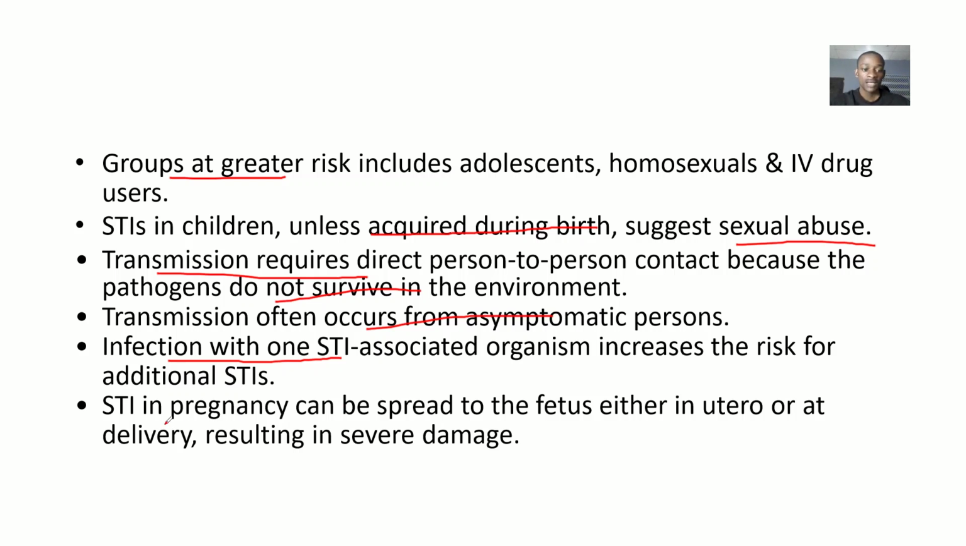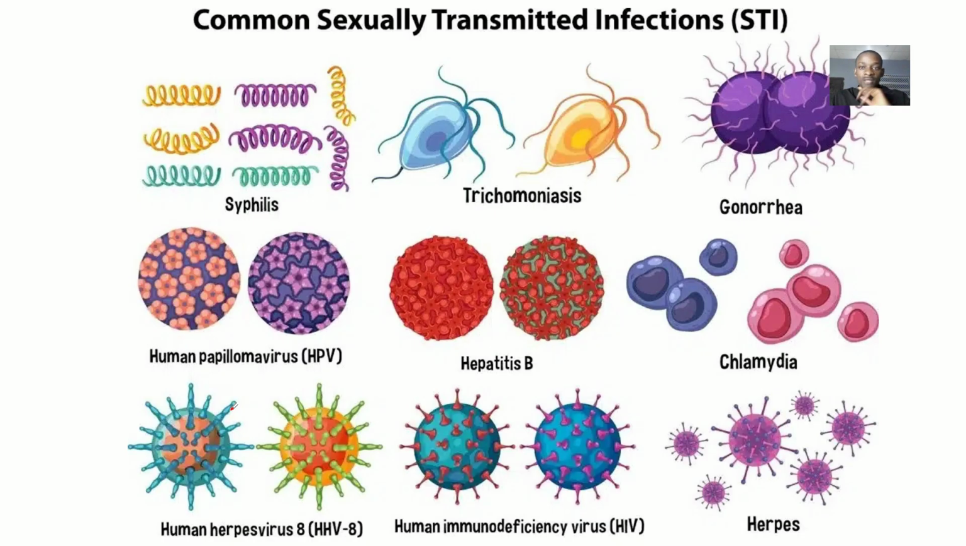Sexually transmitted infections in pregnancy can be spread to the fetus either in utero or at delivery. Sometimes these children escape this, being 9 months in the mother, they still escape. But on being given birth to, there is rupture and all that, so their blood can mix up with the mom's own. So that's it. You see some of these common organisms that will cause sexually transmitted infections.